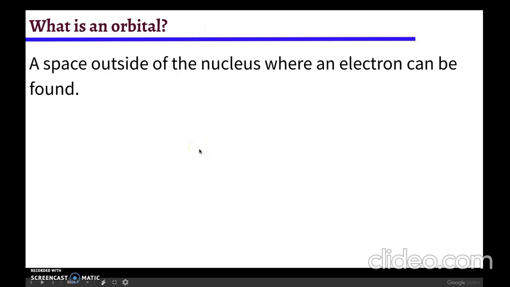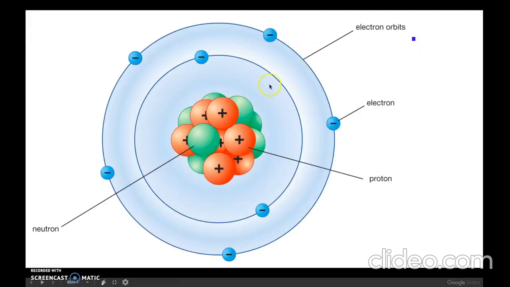Okay, so what is an orbital? An orbital is a space outside the nucleus where an electron can be found. Up until now, we've been drawing them like this. It's like little circles outside. The electrons almost look like little planets orbiting around the protons and neutrons, which are kind of like the sun.